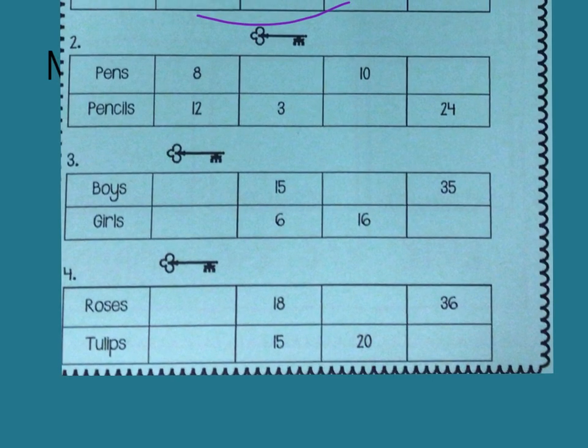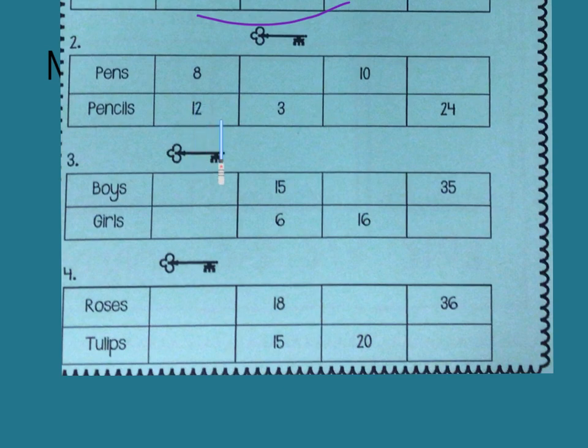So if we are looking at this, is this the simplified version of this? No. We have to simplify it. So you can put it through the cake method if you want to, or you can look for something that they have in common.